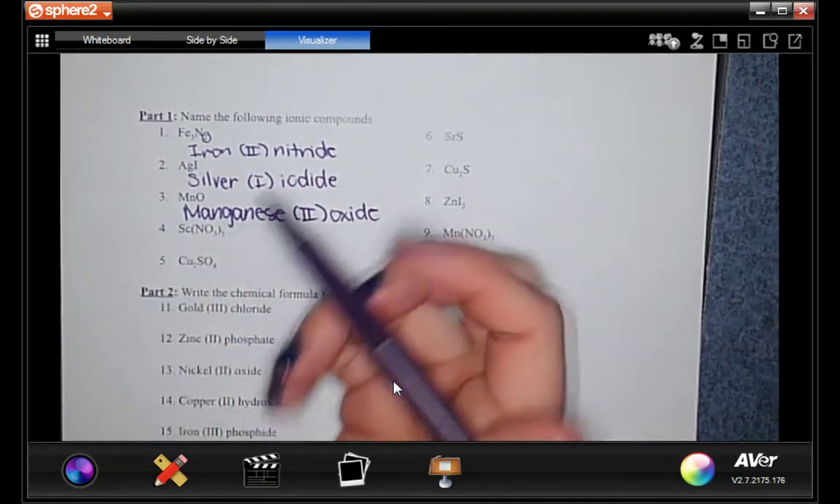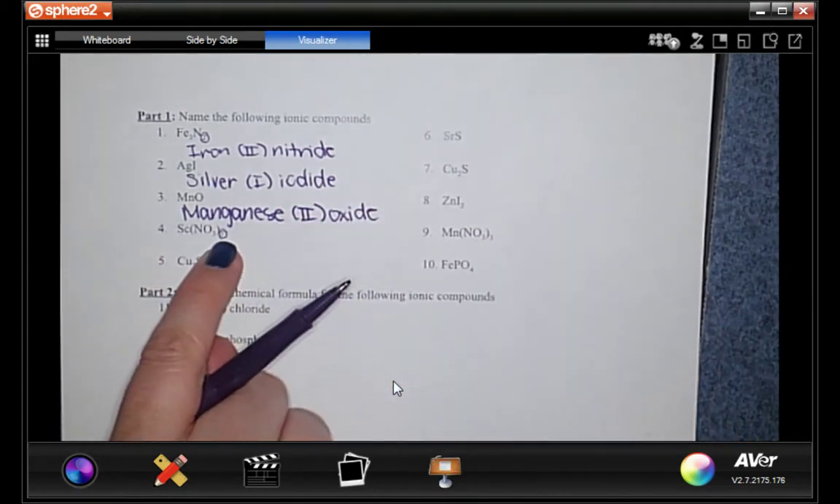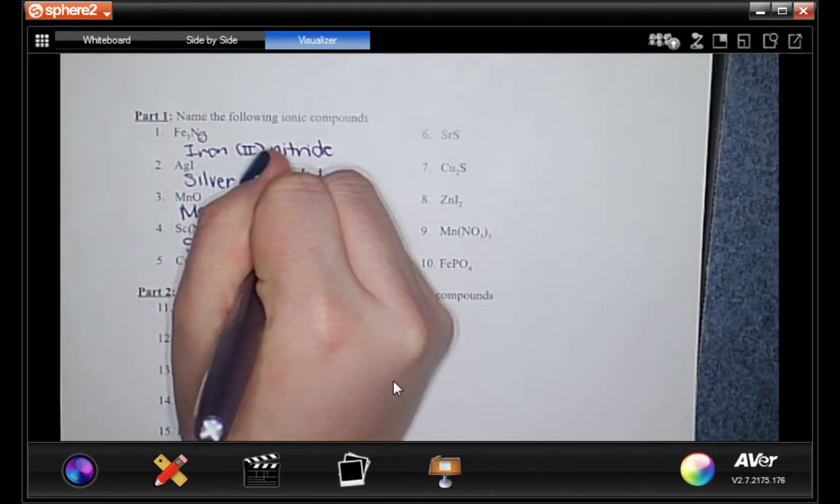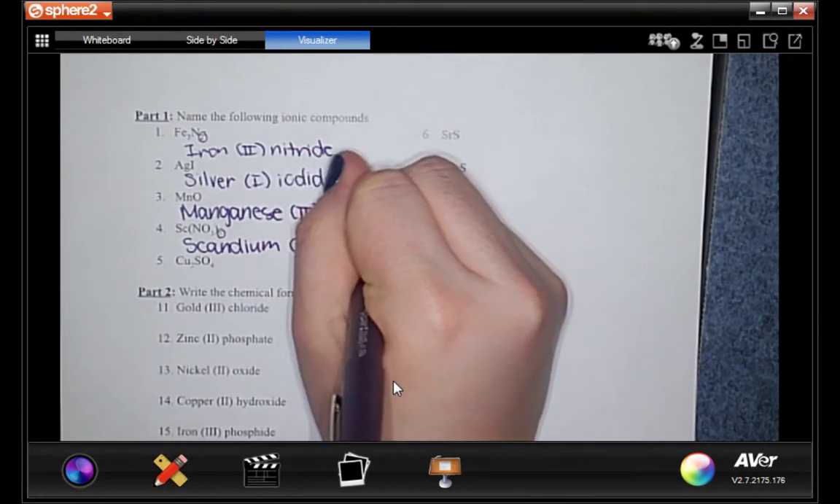And then here, this one's easy. We can just look at our subscript here. This is scandium, and that's a 3. So we're going to do scandium 3, and that's nitrate.